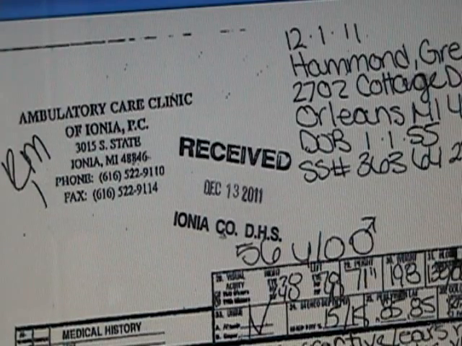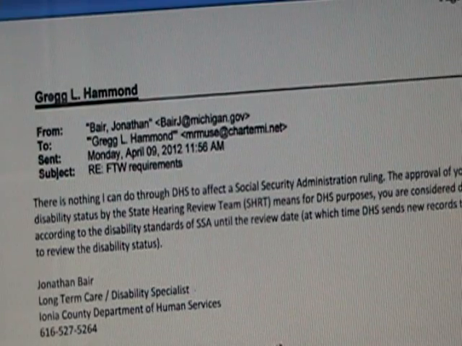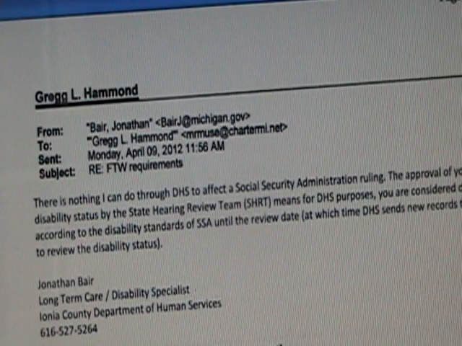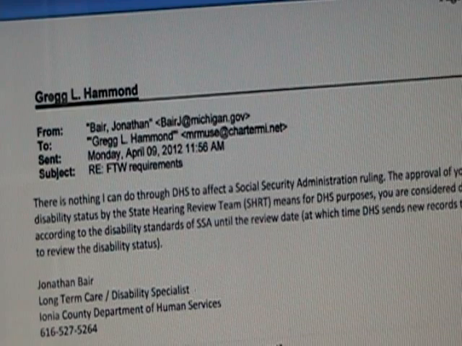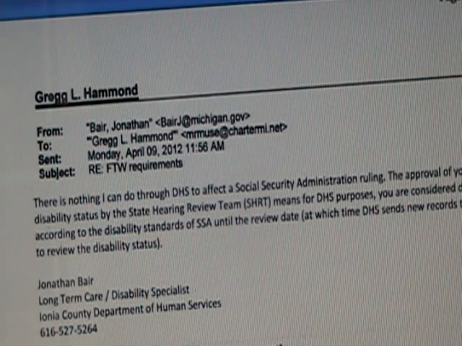I don't know what that is. That's that same disabled thing again. Now this is from the DHS. This is the long-term care case manager, Jonathan Baer.